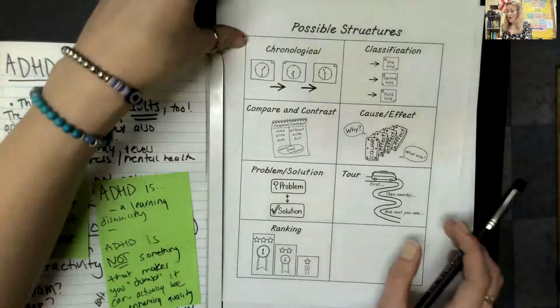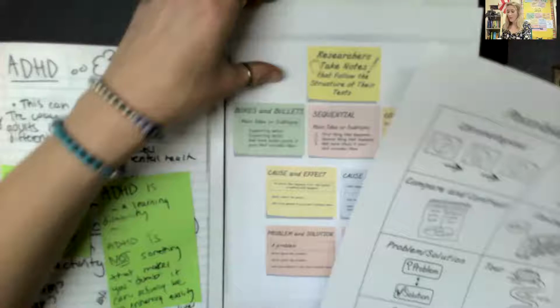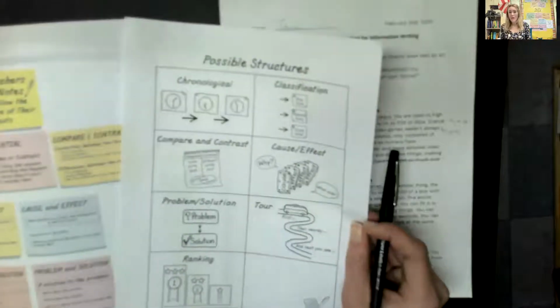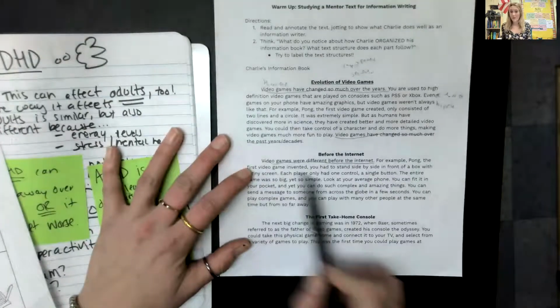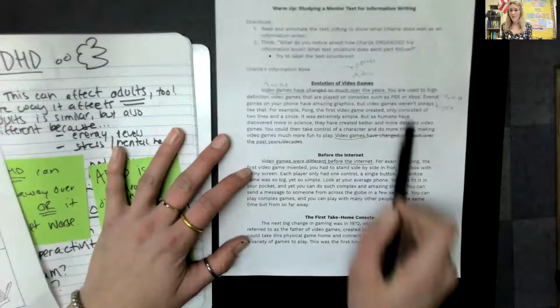Don't forget that you have some other resources to help you. Not only do you have our charts about structure, you also have Charlie's writing as well. Charlie's writing is beautifully organized by structure. So let that be your model and your guide for today.